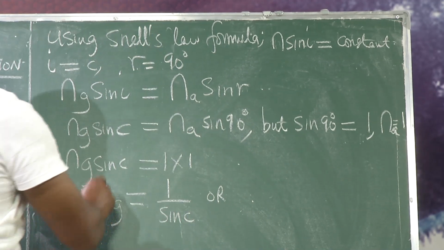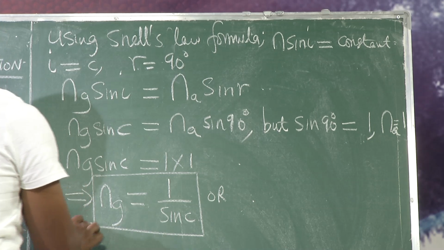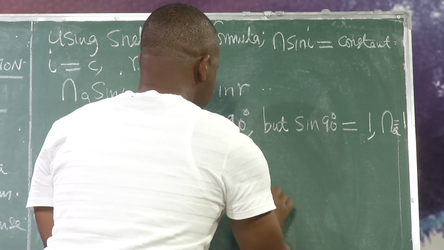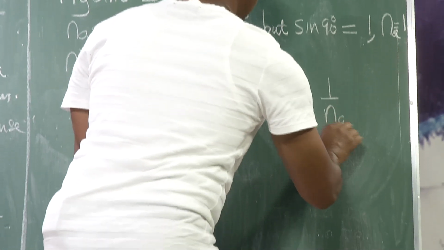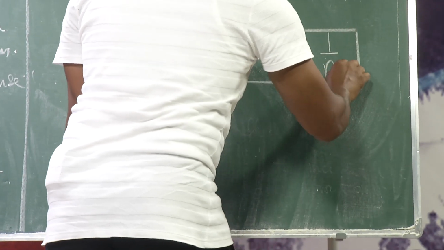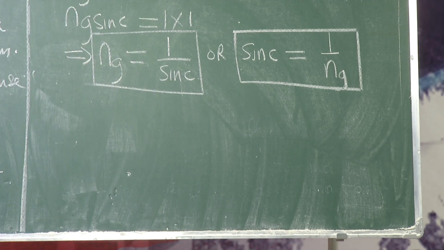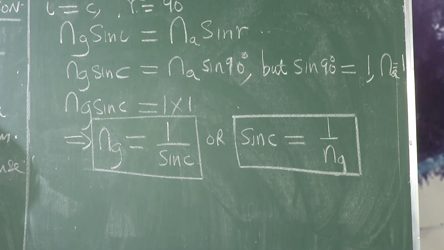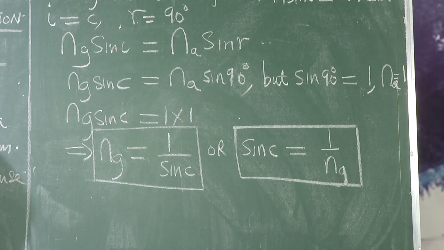This is valid, but it can also be rearranged, if we make sine C the subject. Usually, like I mentioned much earlier, they can ask you to show that for light moving from glass to air, or from water to air, or from glass to water, the refractive index of the first medium is equal to 1 over the sine of the angle of incidence, which is the critical angle. That is, the sine of the critical angle is equal to the reciprocal of the refractive index of the more dense medium.